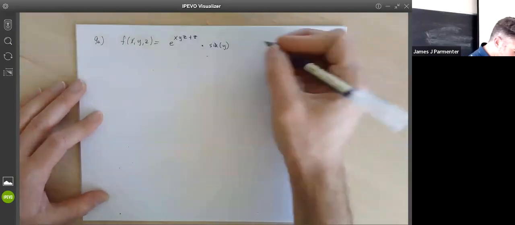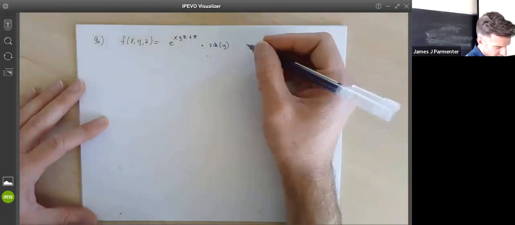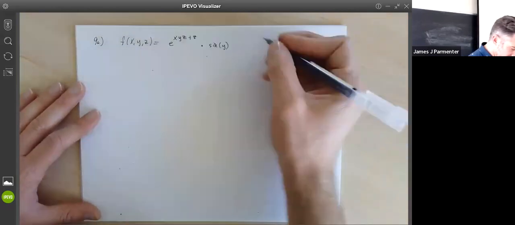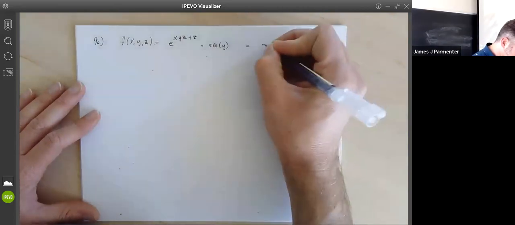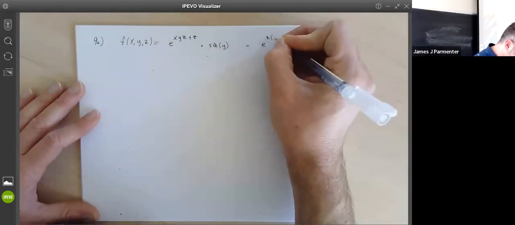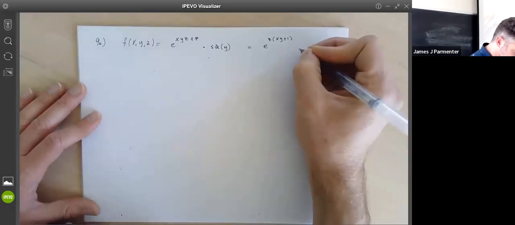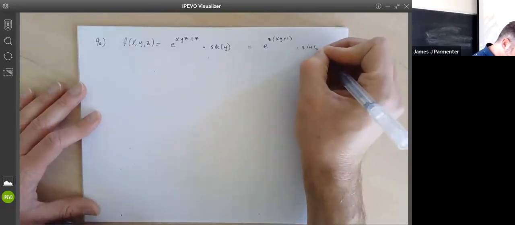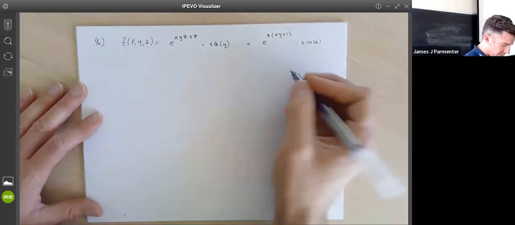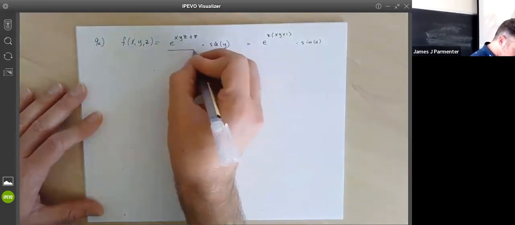I will mention here that simplifying actually is maybe not super helpful. I was going to factor out a z and write this as e to the z times x, y plus 1. But I don't know if I really like that. So you could do that, but let's just deal with this as is.